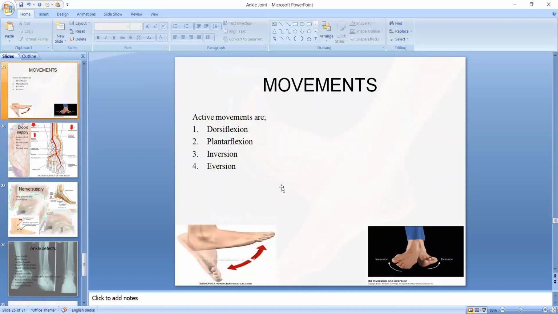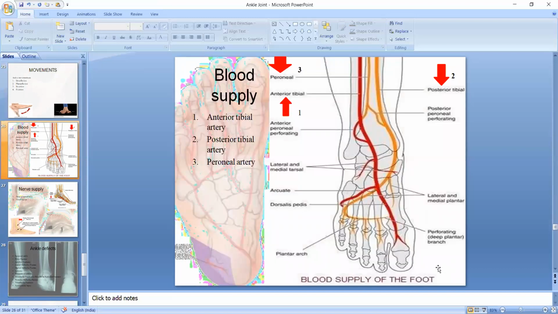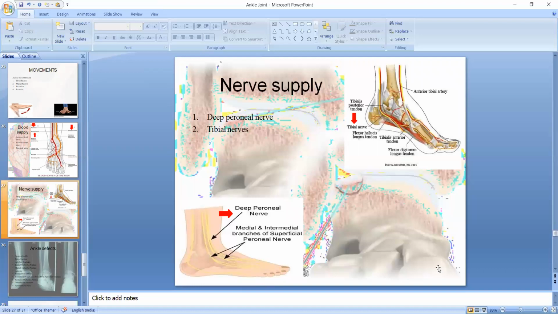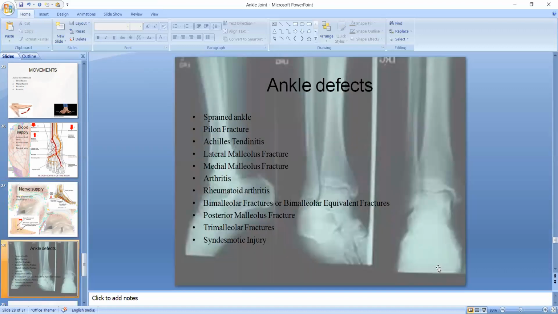The active movements are dorsiflexion, plantar flexion, inversion and eversion. These are dorsiflexion and these are plantar flexion, these inversion and these eversion. So the ankle joint helps in these movements. Now the blood supply: it is through the anterior tibial artery, posterior tibial artery, and peroneal artery. The nerve supply is by the deep peroneal nerve and the tibial nerve.